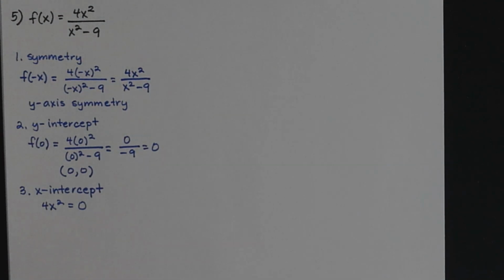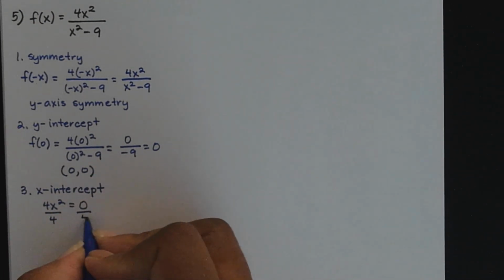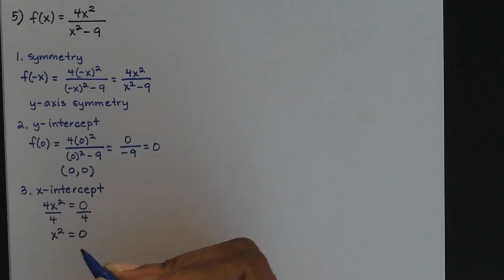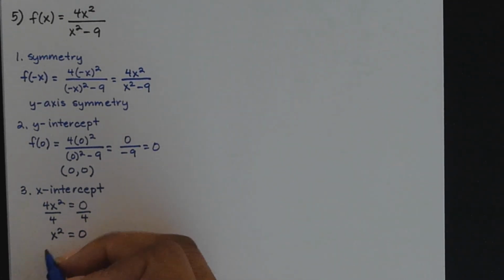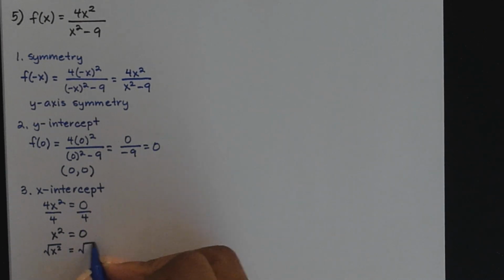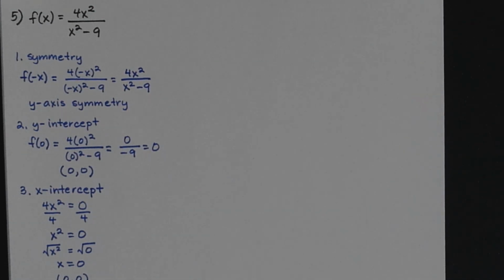In this case, if I divide both sides by 4, that would mean x squared equals 0. And of course, if I take the square root on both sides, that would mean x is equal to 0. So that means the ordered pair 0, 0 is also the x-intercept.